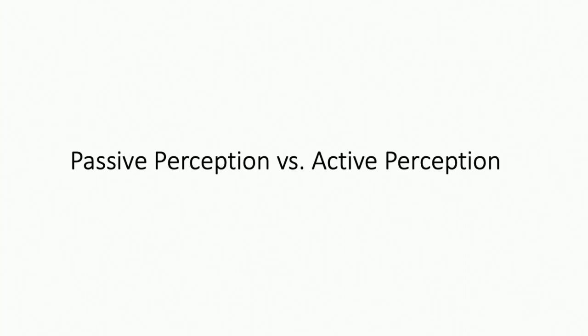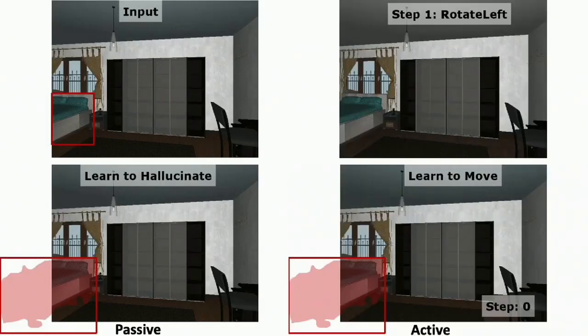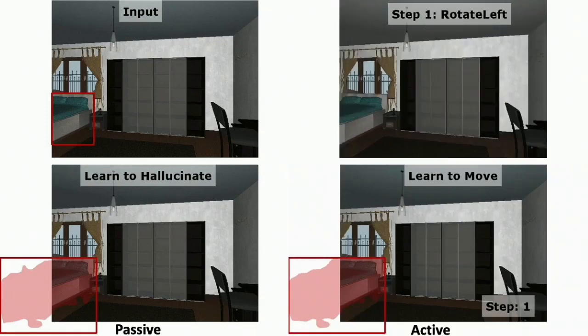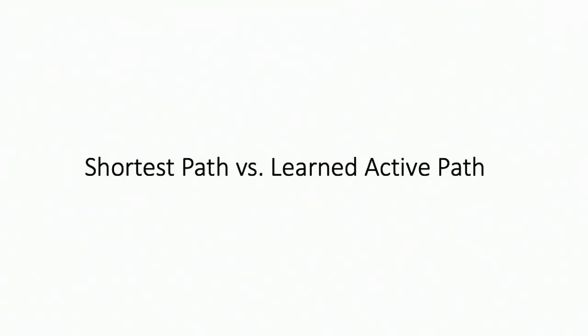And let's see some results. So this is a passive one, the performance is something like this, and then it will learn to move. Maybe in this case, it learns to move backward a little bit because the object is out of the scope of the agent.